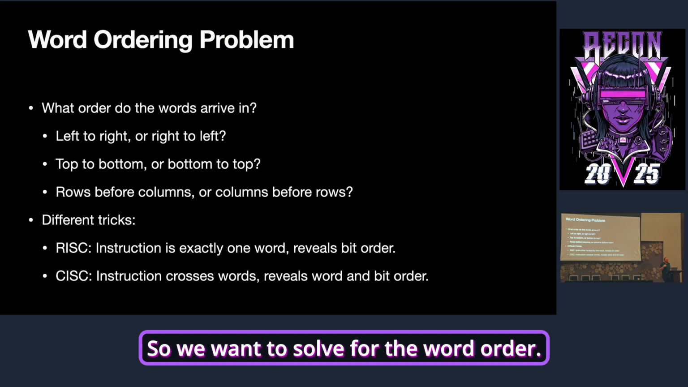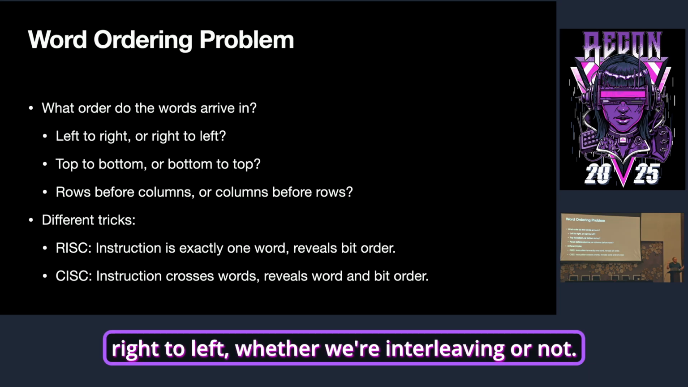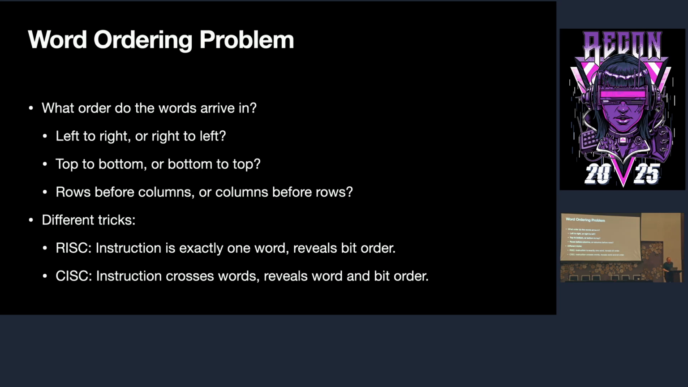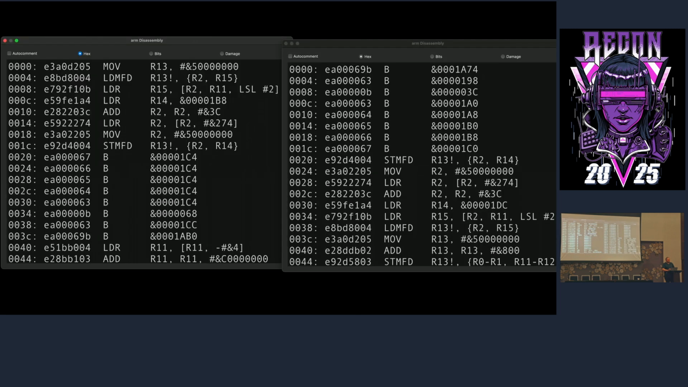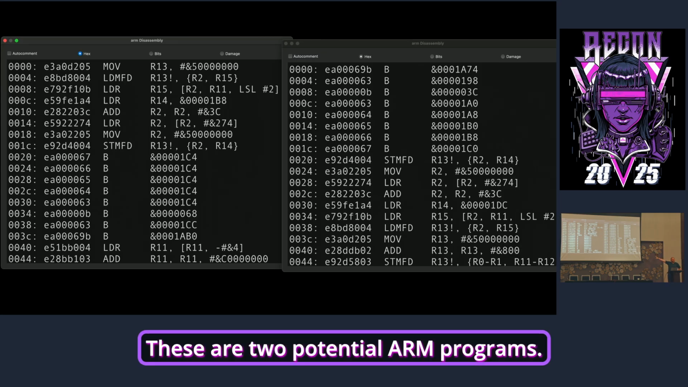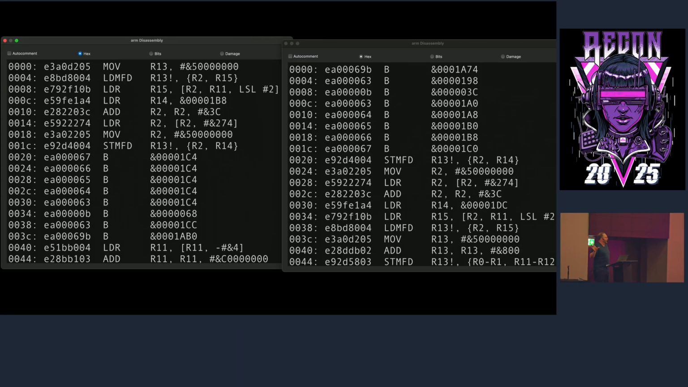So we want to solve for the word order. We need to figure out whether the words come left to right or right to left, whether we're interleaving or not. On RISC, we get to jump ahead here. These are two potential ARM programs. One of them is right, one of them is wrong.